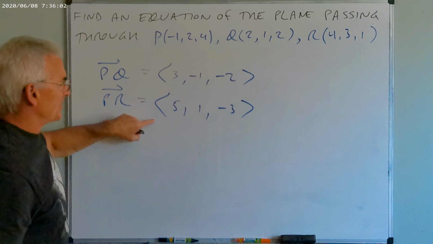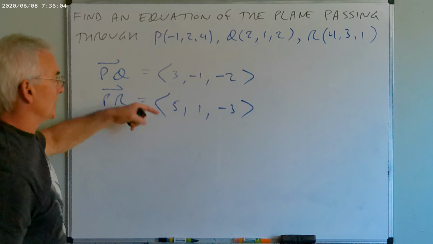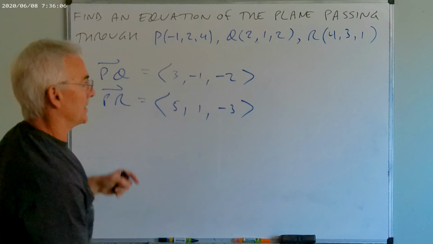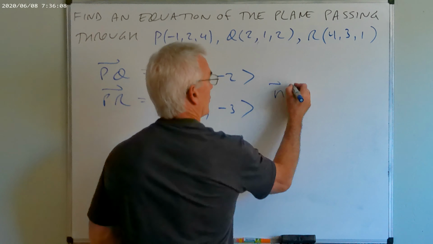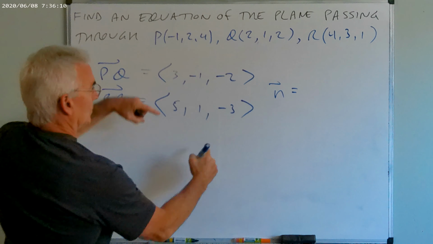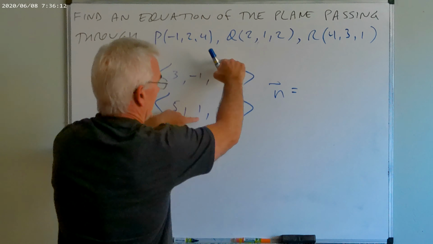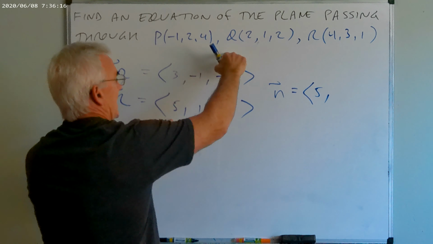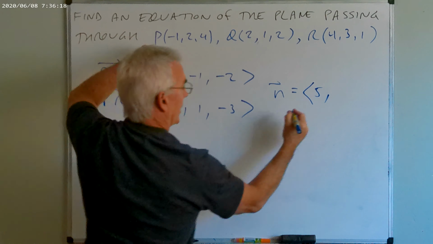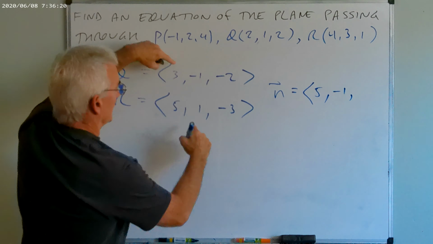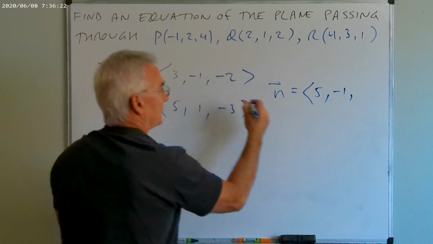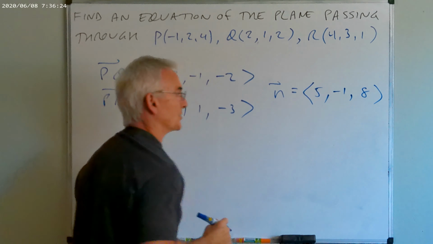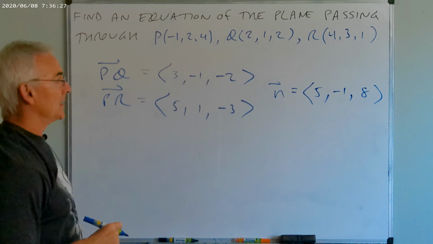Now to take the cross product of these 2, the simplest way to do it is to simply stack the vectors as I have done. Then our normal vector, which is the cross product, will be 3 minus negative 2, negative 10 minus negative 9, and then 3 minus negative 5. That's it. It should never be more complicated than this.